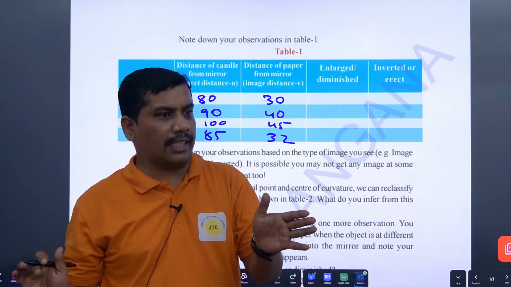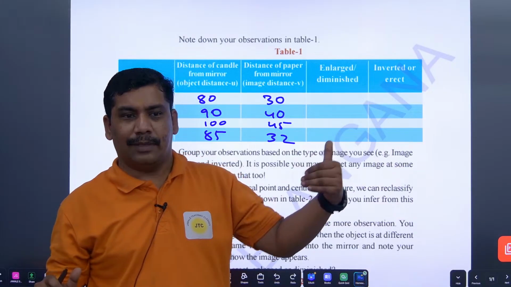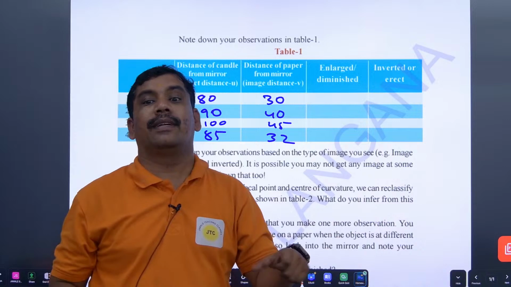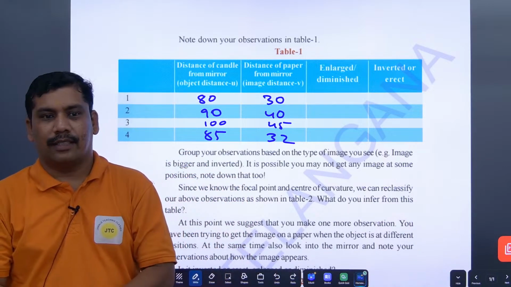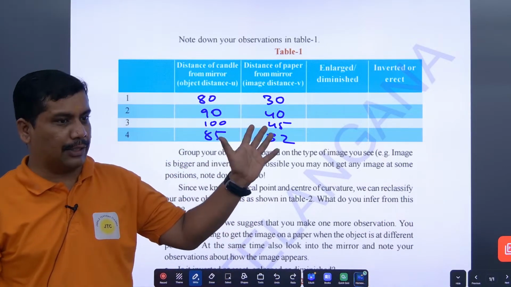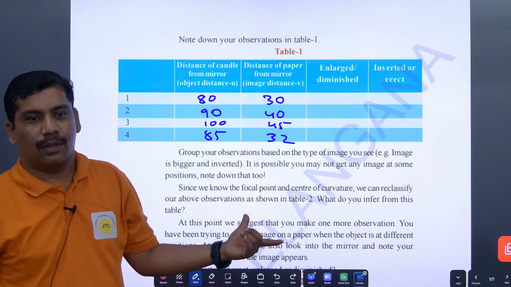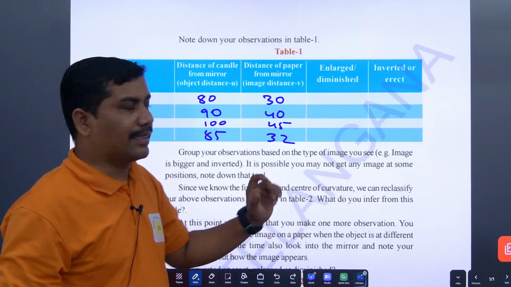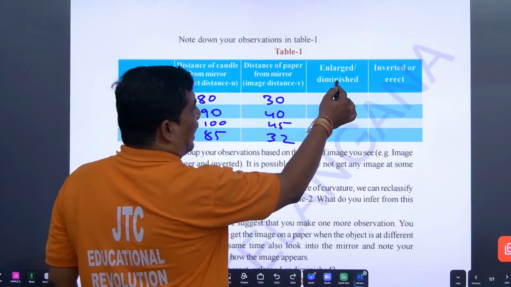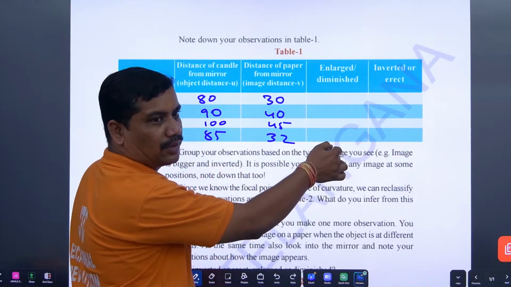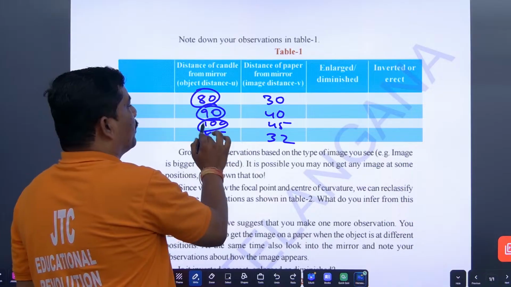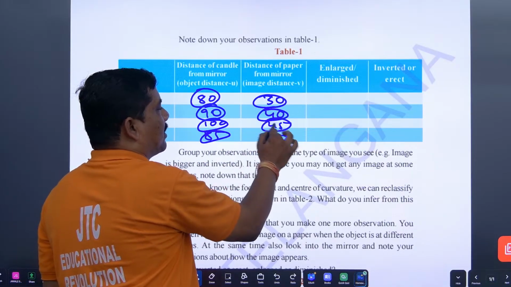If it is for a short answer, whatever I explained to you 5 minutes before, you can end there. But sometimes this question may be given for a long answer. So along with that, you should write this table also. So the values, you write anything of your own. And you see, enlarged or diminished, all that you write down.